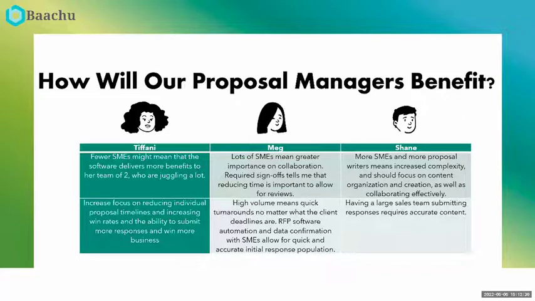For Meg, dealing with a lot of SMEs puts a greater importance on collaboration, and sign-offs tell me that reducing time is important to allow for reviews. High volume means quick turnarounds. RFP software automation and data confirmation with SMEs allow for quick and accurate response population.